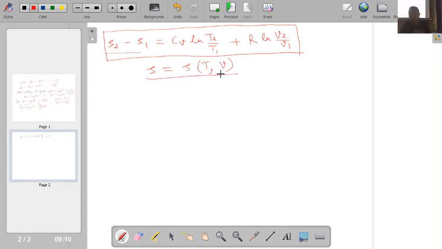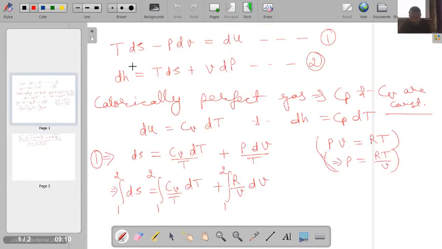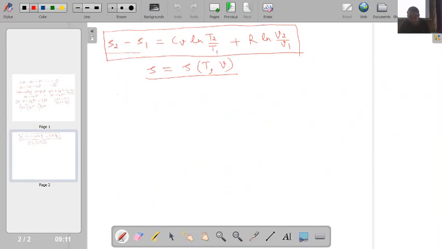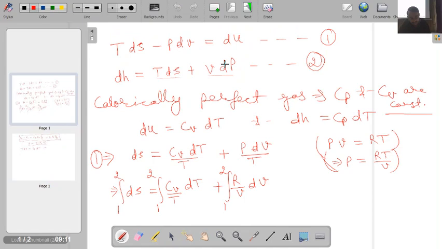Similarly, I can use the information of pressure. If I don't have the data of volume but have the data of pressure along with temperature, then also I can determine its entropy. For that I will utilize the second property relation. From the second property relation, if I keep TdS on one side and take VdP to the other side, and substitute dH with Cp dT, then I get T times ds equal to dH, meaning Cp dT, minus VdP.